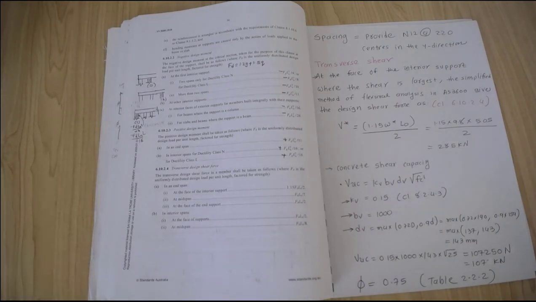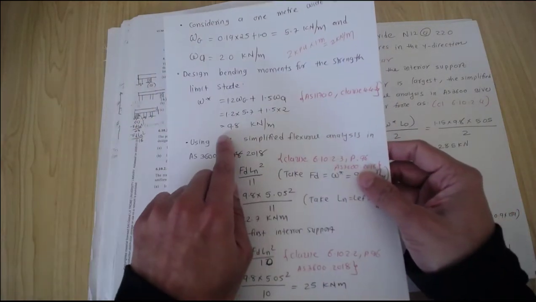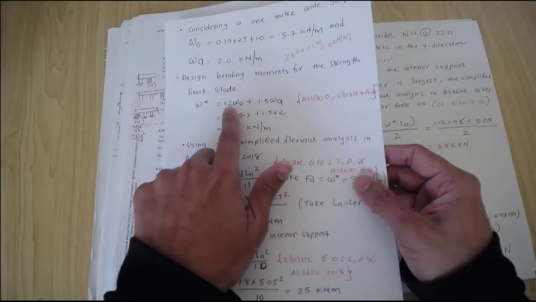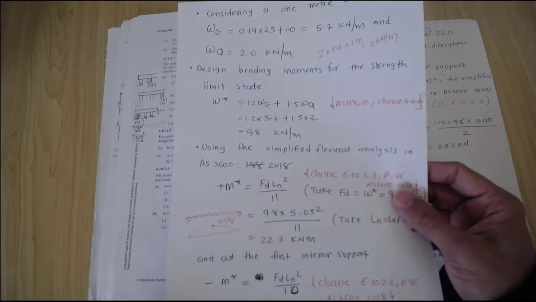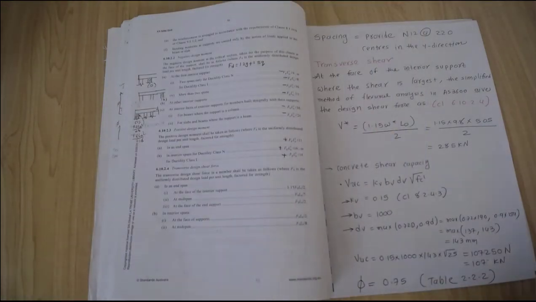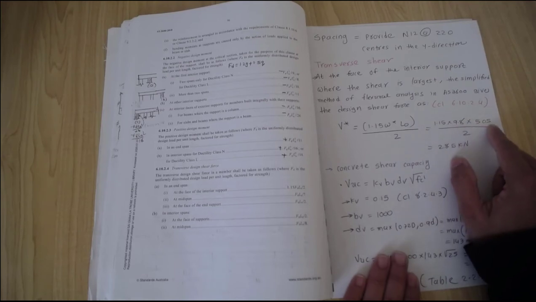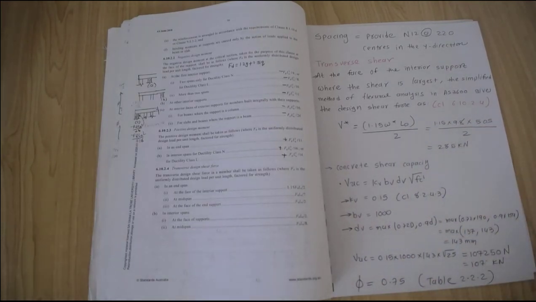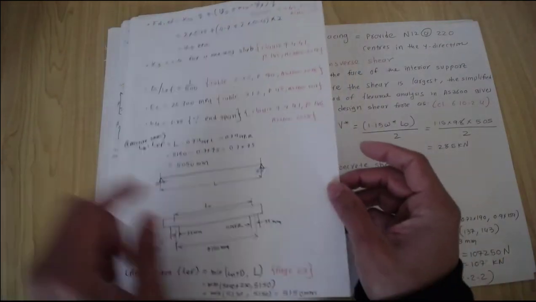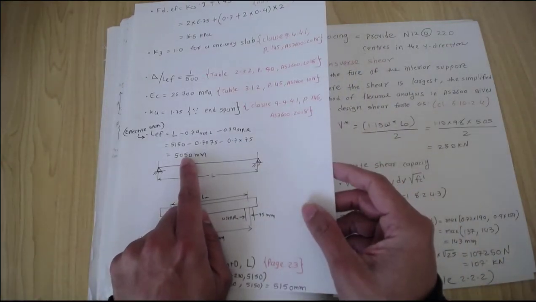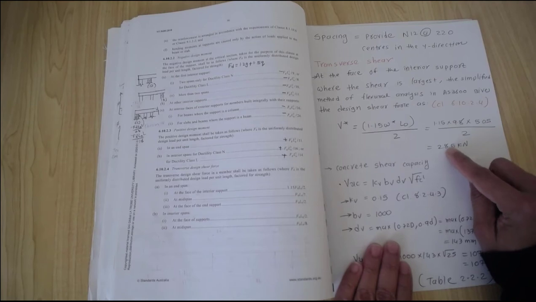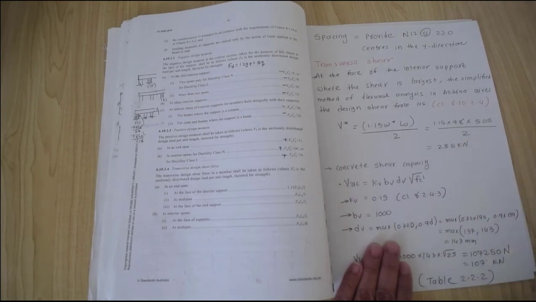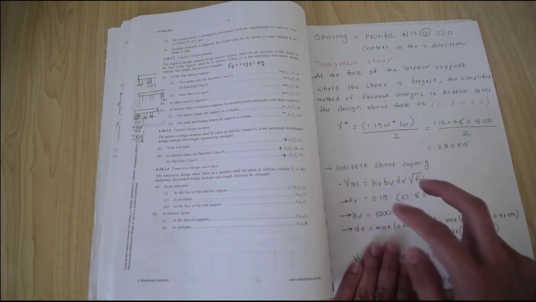I think this W star we calculated was 9.8 kilonewtons per meter, for 1.2 dead load plus 1.5 live load. You can check the previous videos where we calculated 9.8. So we use that value times 5.05, which is the effective length we used in our previous discussions, over 2. Using this equation gives me 28.5 kilonewtons.